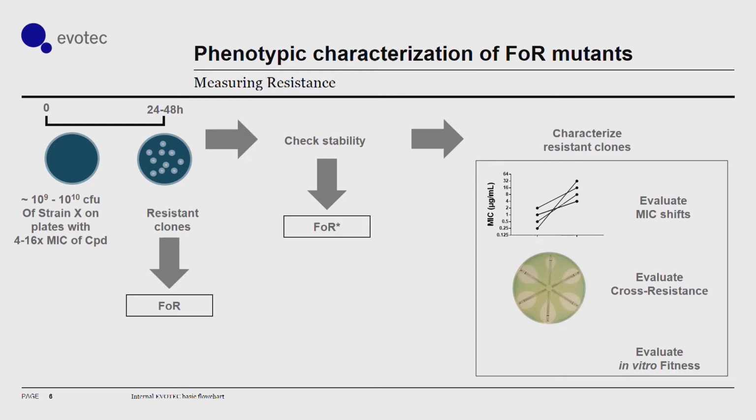The last point is to evaluate the in vitro fitness, and this is usually performed by looking at the growth rate of the mutants and seeing if they are impaired. Why is it important? Well, it's rather intuitive, but if you select resistant clones that have low MIC shifts, that have no cross-resistance and have their growth impaired, you might be in a slightly better situation than the opposite: very high MIC shifts, cross-resistance with a lot of things, and also no fitness cost.